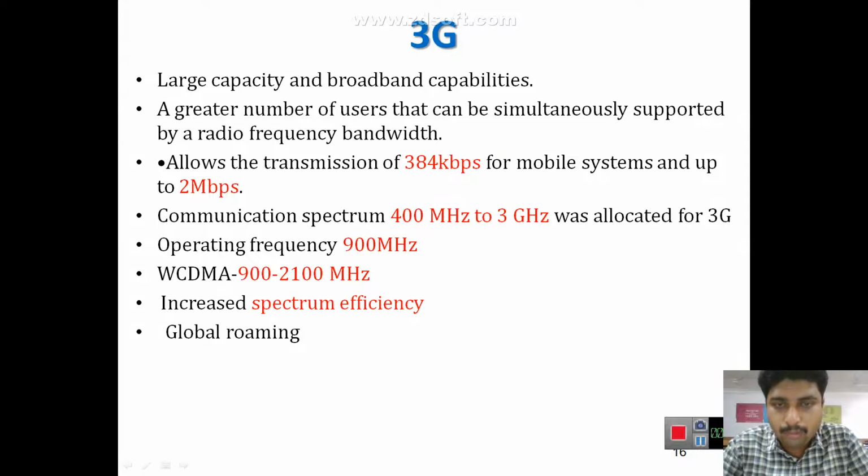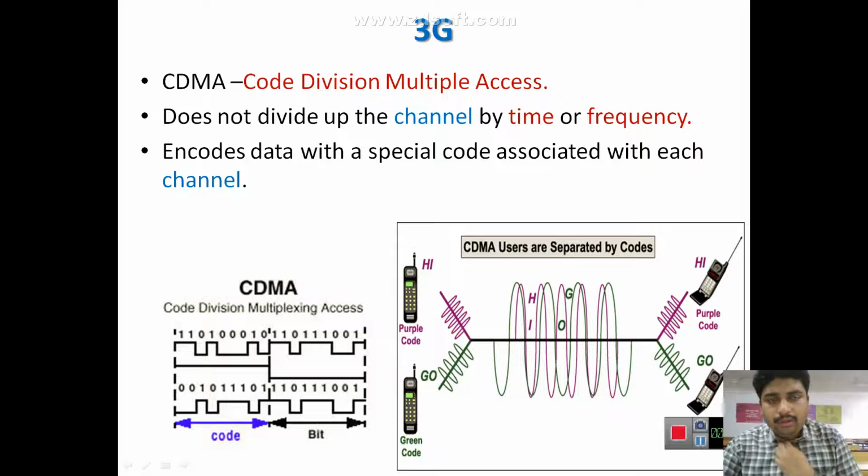Next it is a global roaming method. Here I am going to use code division multiple access. In 1G they are using FDMA. In third generation we are using code division multiple access. In second generation they are using time division multiplexing. So here, what is used does not divide up the channel by use of time or frequency, it generally encodes the data with a special spreading code associated with each channel. So this is the concept of 3G.